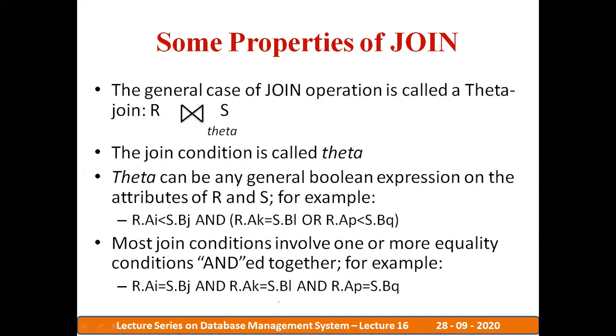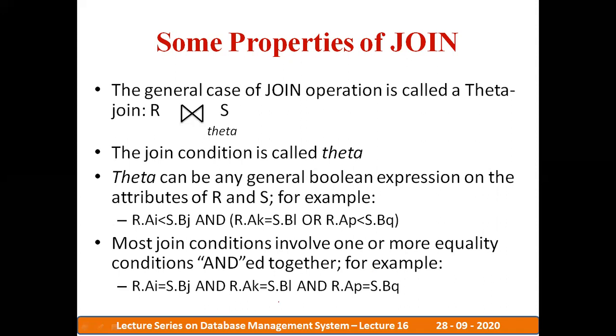Now we'll see some more properties of a join. Remember, usually joins are divided into two types in a broader category: one is the inner join, the second is the outer join. The inner joins are the joins that we are discussing here. These joins are normally divided into two types: one is the theta join and the second is the natural join. These are the two types of inner join.